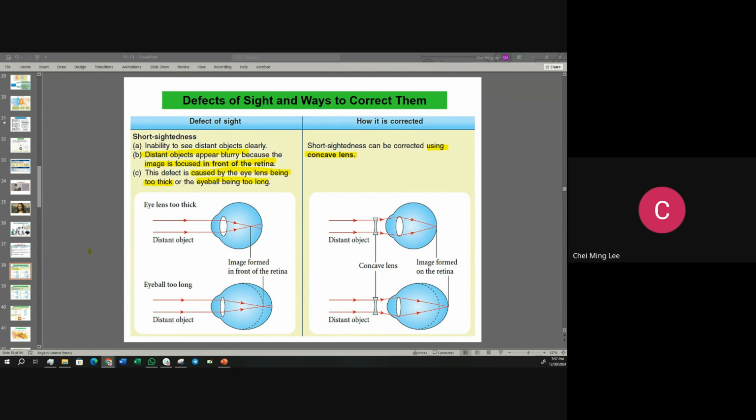Okay, so once you are done, you're allowed to dismiss.